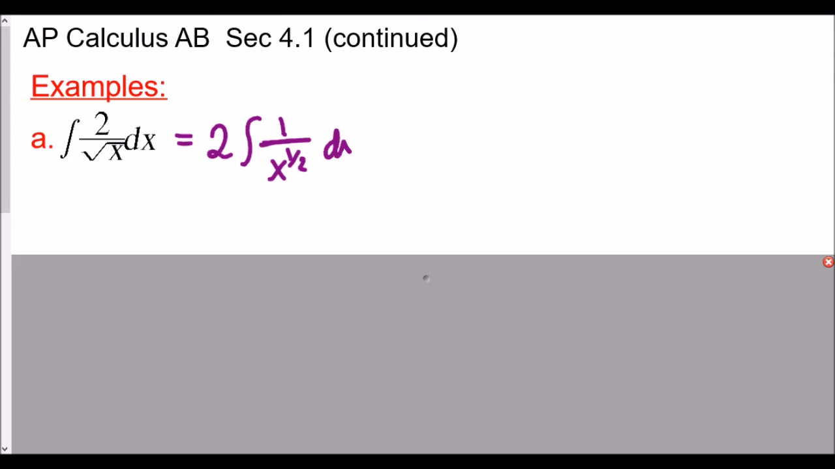1/2 dx. And we're still not quite ready to integrate because that x to the 1/2 is in the bottom, so we need to move it to the top, and how we're going to do that is with a negative exponent. So we have 2 times the integral. We move that up so we have x to the negative 1/2 dx. And that's what we can integrate.